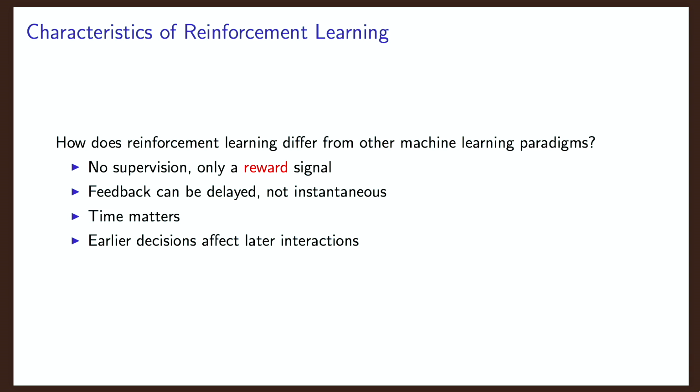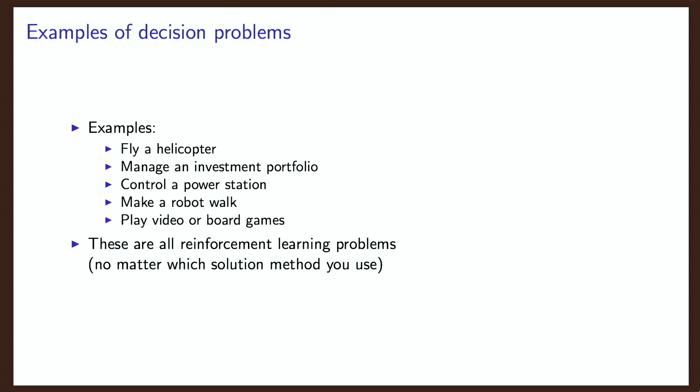As for examples of decision problems, there are many, as I said. Some concrete examples to maybe help you think about these things include flying a helicopter, managing an investment portfolio, controlling a power station, making a robot walk, or playing video or board games. And these are actually examples where reinforcement learning, or versions of reinforcement learning, has been applied.